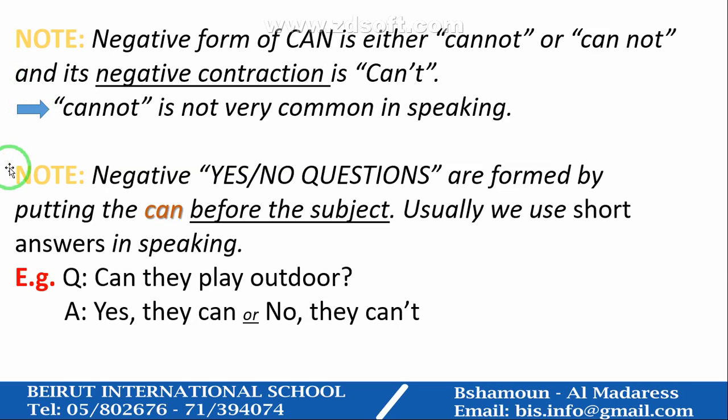Negative yes-no questions, and please concentrate on the fact that we are talking about yes-no questions, are formed by putting the can before the subject and usually have short answers. So only yes-no questions have short answers. Like, can they play outdoor? Yes, they can, or no, they can't. So to change a sentence from being a positive sentence to a question sentence, all what you have to do is move the can from being after the subject, like he can, to being before the subject, like can he. We're gonna talk about that in details after a while.